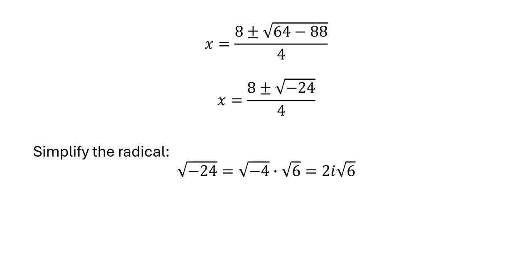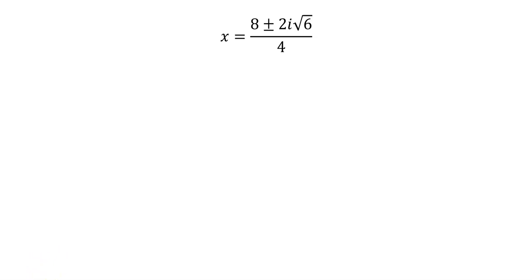Well, the square root of negative 4 is 2i. So I end up with 2i radical 6 as a simplified version. So let's go ahead and substitute that in. So instead of the square root of negative 24, I have 2i radical 6. So I now have x equals 8 plus or minus 2i radical 6 all over 4, which is essentially our answer, but let's work on simplifying that further.